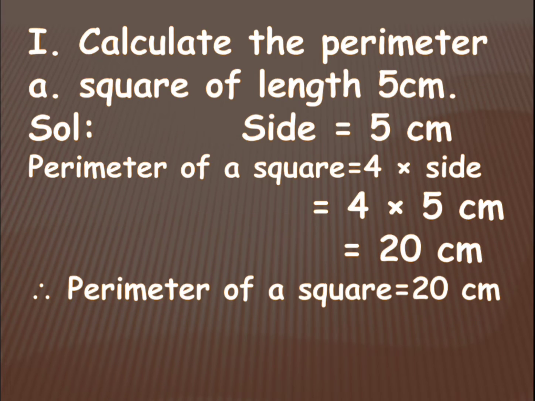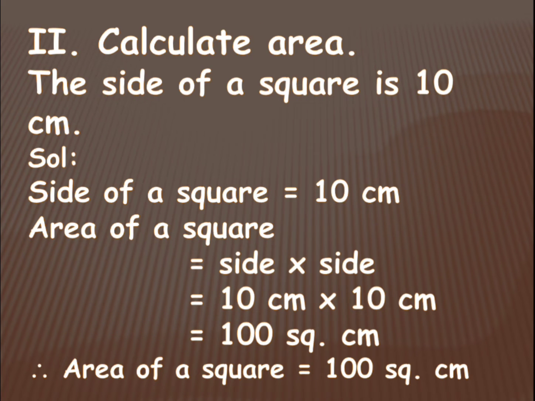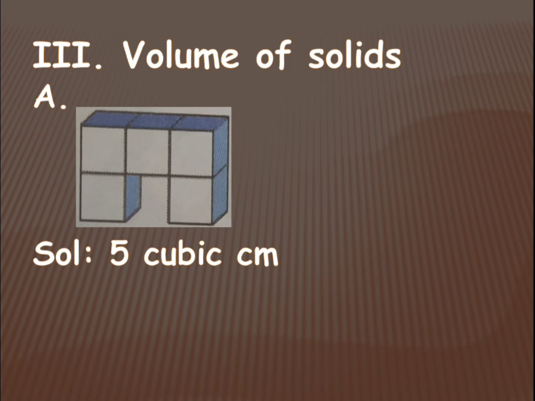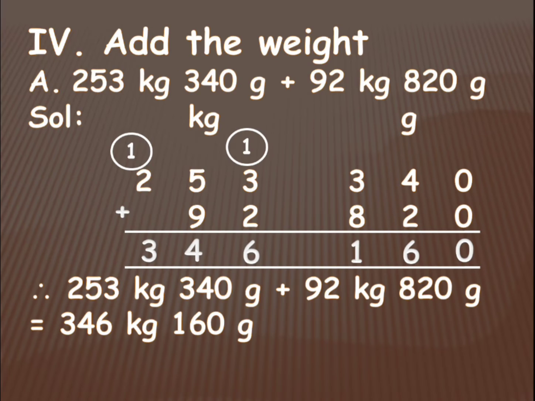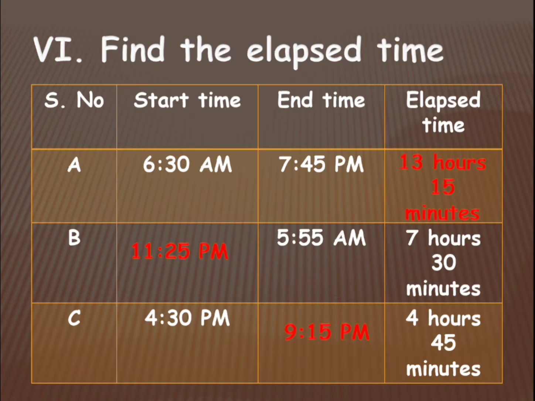Okay, so after that we have learned how to calculate the perimeter of a square and a rectangle, then calculating the area of a square and a rectangle, and how to write the volume of the solids, that is counting the cubes. Then we have added the weight, subtracted the weight. Yes, here, children, find the elapsed time.